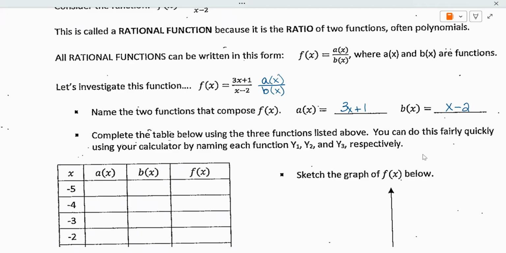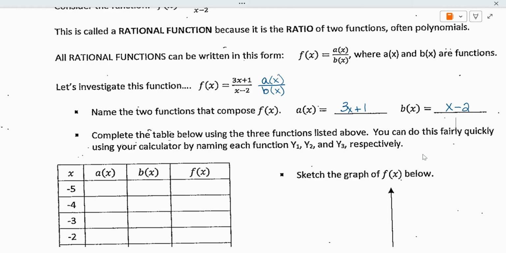The first function that you're putting in is the a of x function, which is just 3x plus 1. Go down to y2. That's where you're going to put the b function, which is x minus 2. For y3, you need to use parentheses. Parenthesis 3x plus 1, close your parenthesis, divided by parenthesis x minus 2. If you don't use parentheses, it doesn't factor right. It doesn't think properly.